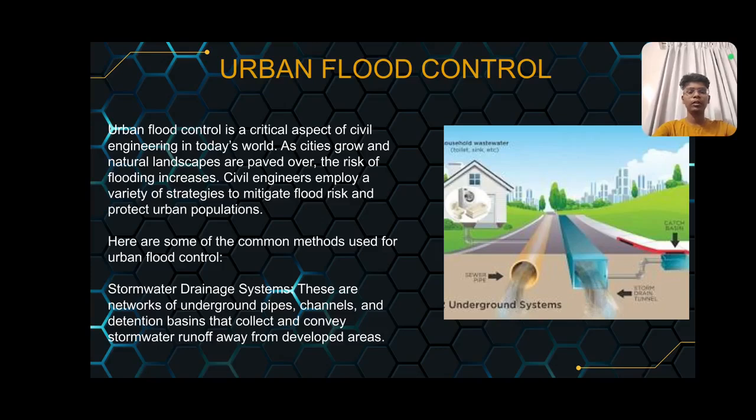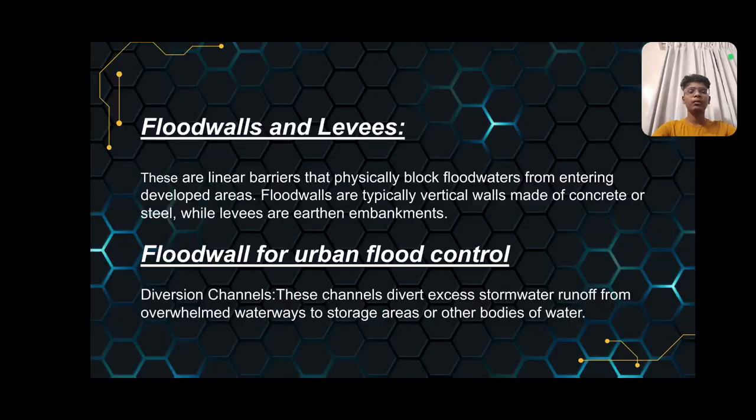Stormwater drainage systems. These are networks of underground pipes, channels and detention basins that collect and convey stormwater runoff away from developed areas. Flood walls and levees. These are linear barriers that physically block floodwaters from entering developed areas. Flood walls are typically vertical walls made of concrete or steel. Flood wall for urban flood control.